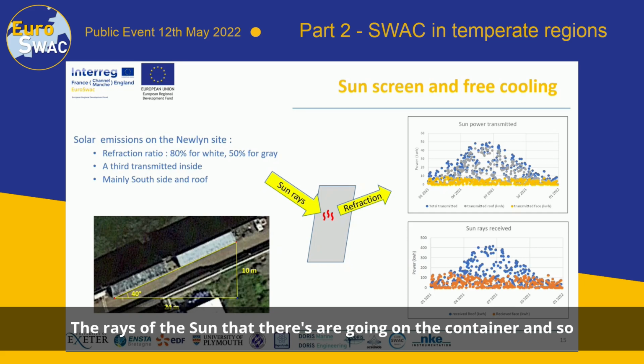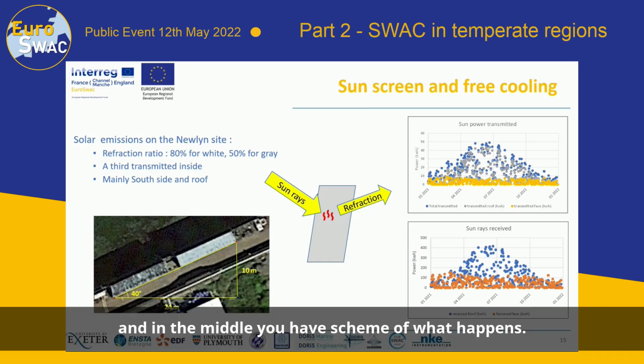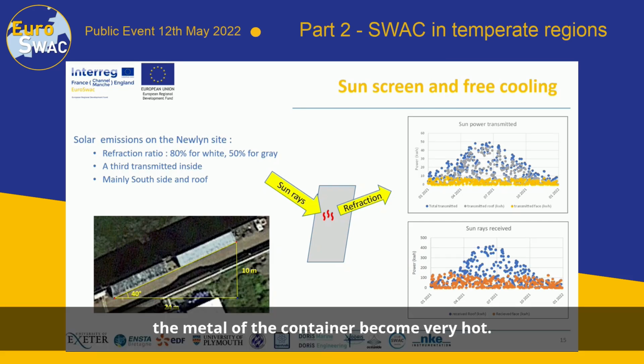And so when there are rays, if you see on the left, you see a satellite image of the two containers, and in the middle you have a scheme of what happens. The rays are going on the container. There is one part that is refracted from the container, and the part that is not refracted is converted into heat. And this is what makes the metal of the container become very hot.